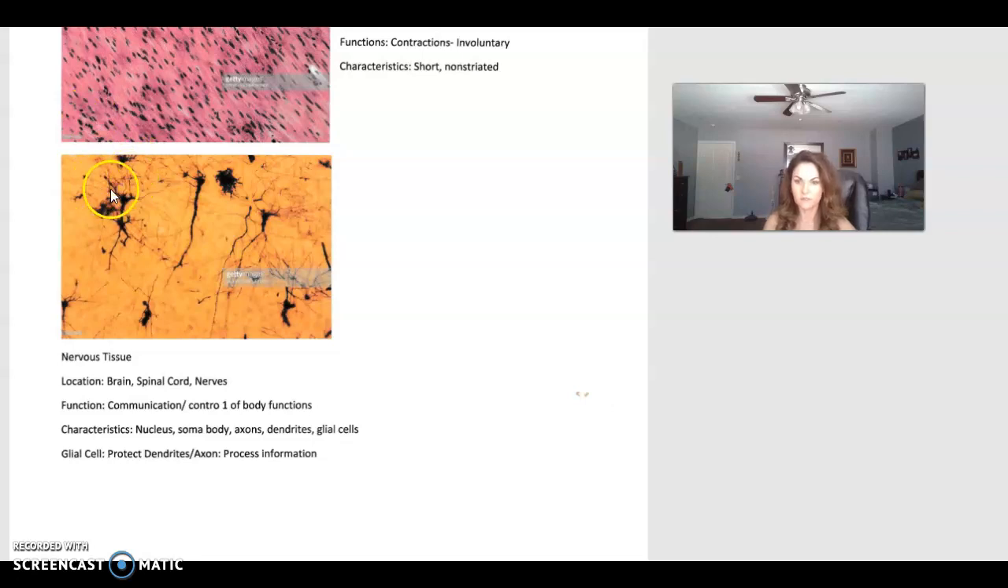And this would be our dendrites. That would be here. This is the axon body, and the bottom part would be the telodendria. And these are for communication. They're finger-like and touch each other for communication.